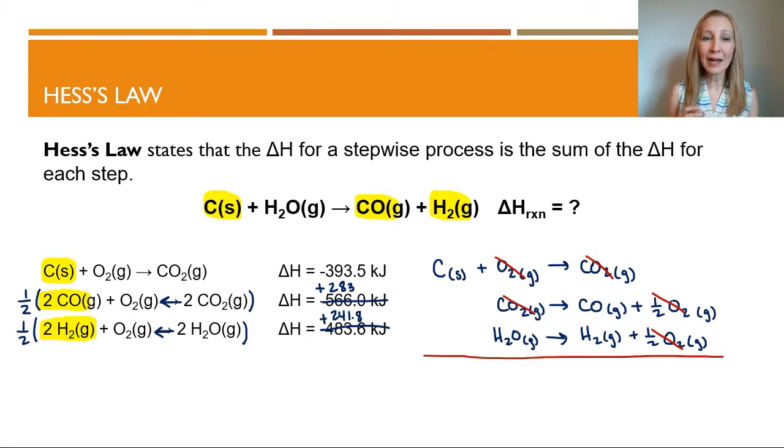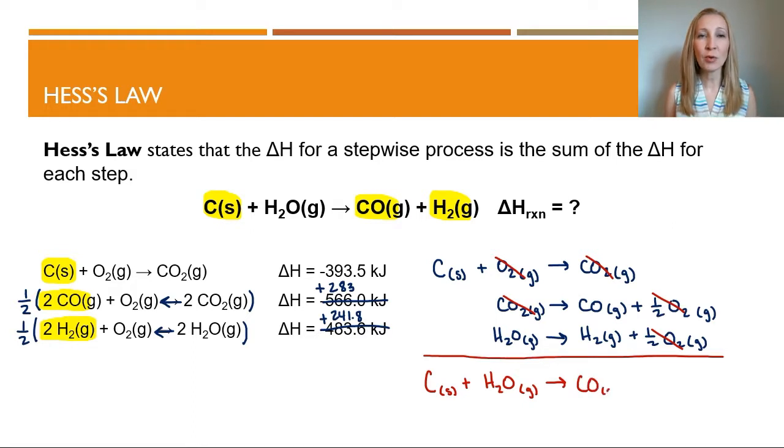I have carbon dioxide as both a reactant and a product. And now what I'm going to do is rewrite this entire thing with everything that's canceled out eliminated. So what I end up with is carbon as a solid plus H2O gas gives me carbon monoxide as a gas and H2 as a gas. Look at that. That's my original reaction. That's the unknown reaction, the reaction I don't know the enthalpy for.